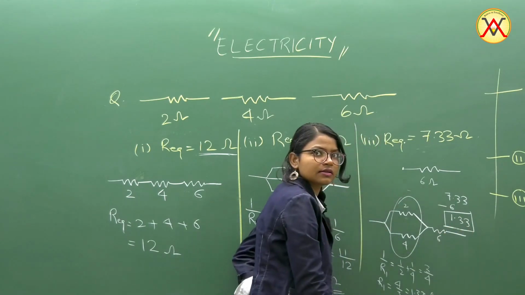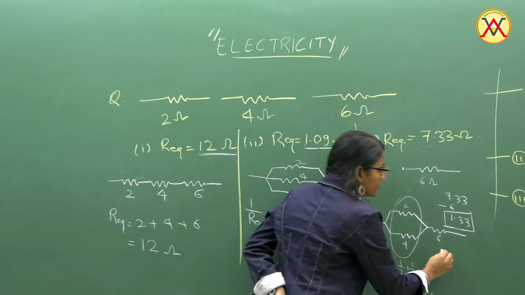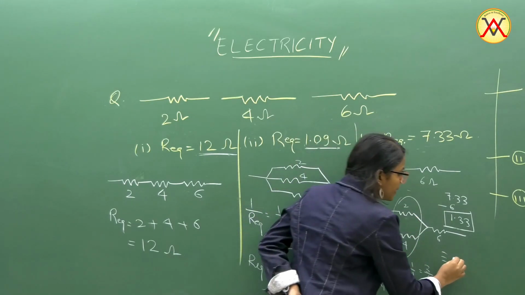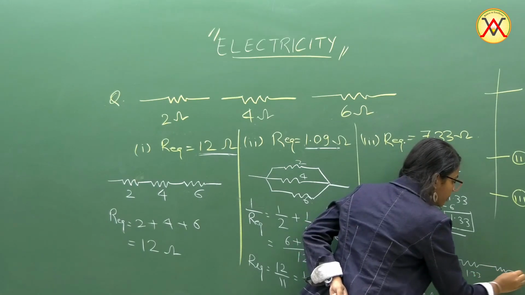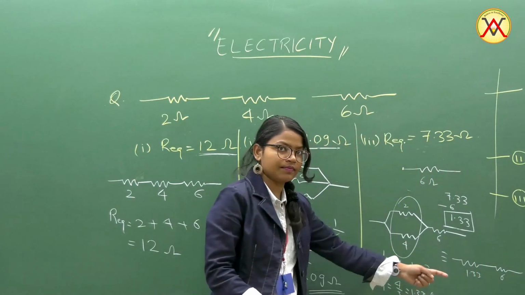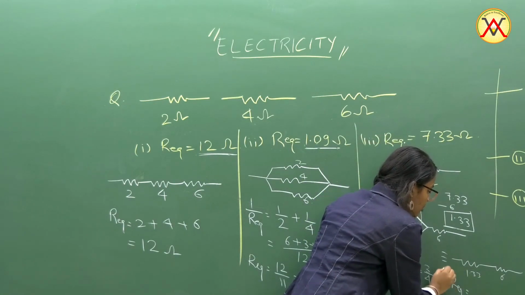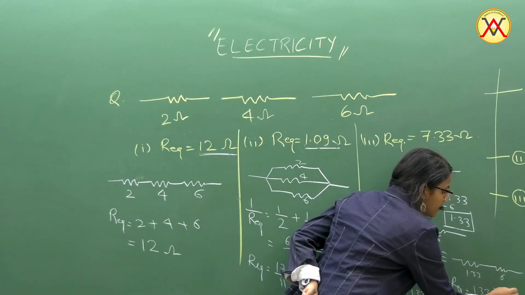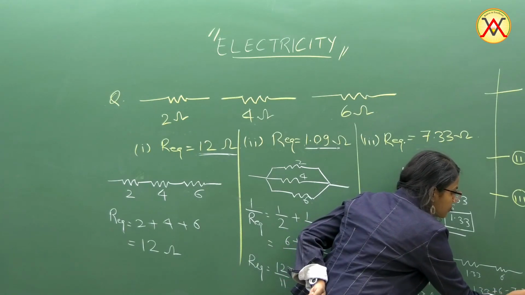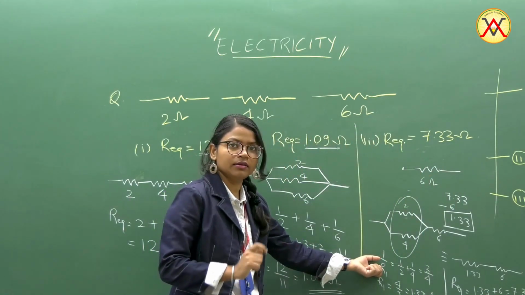We got this result. Then we are taking the 6 ohm in series combination with these two. So this combination becomes like this. Now its equivalent resistance would be 1.33 plus 6, that is 7.33 ohms. Getting the point? Okay.